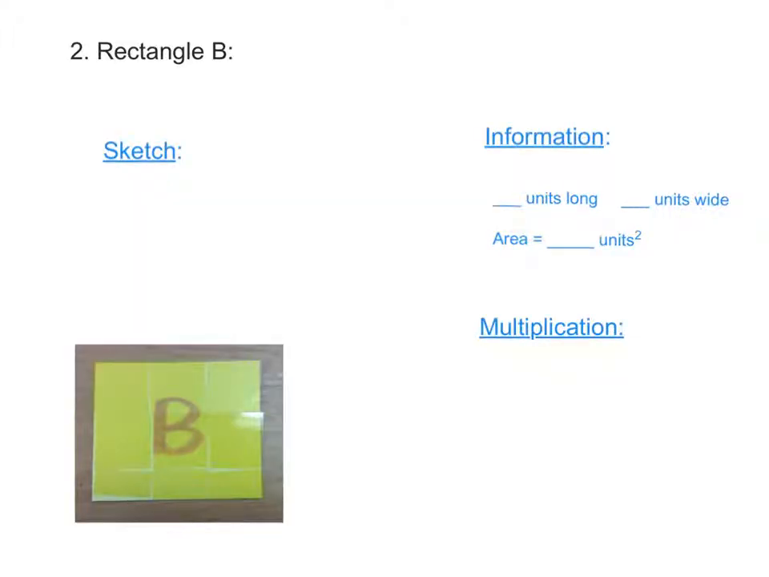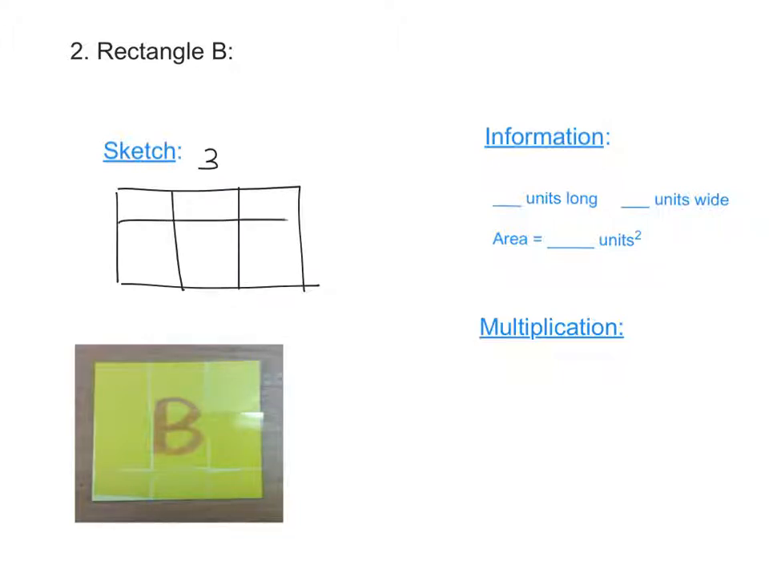Now I forgot to mention in part A that when we sketch the rectangles and the tiles, we need to label them. So here we can show how many tiles fit on the length, 3, and how many fit on the width. We had 2 here, and how much could fit here? Only 1/2. Okay, so make sure you label that it's 2 and 1/2. So how many units long was rectangle B? 3 units long.